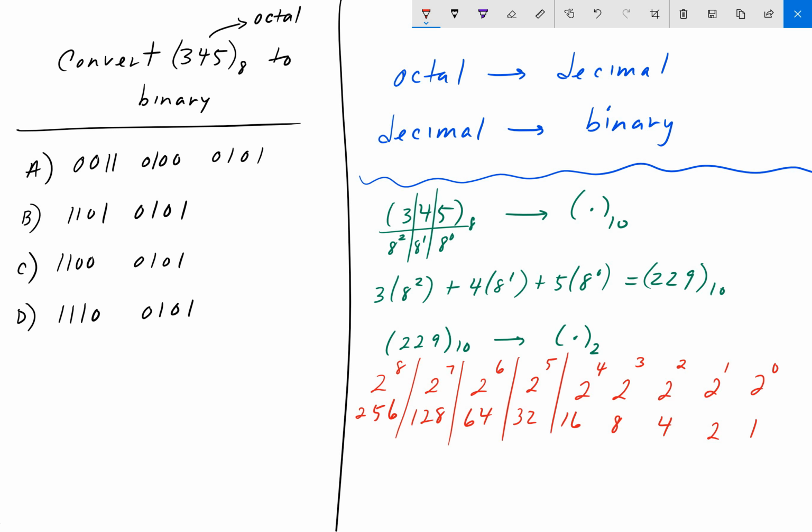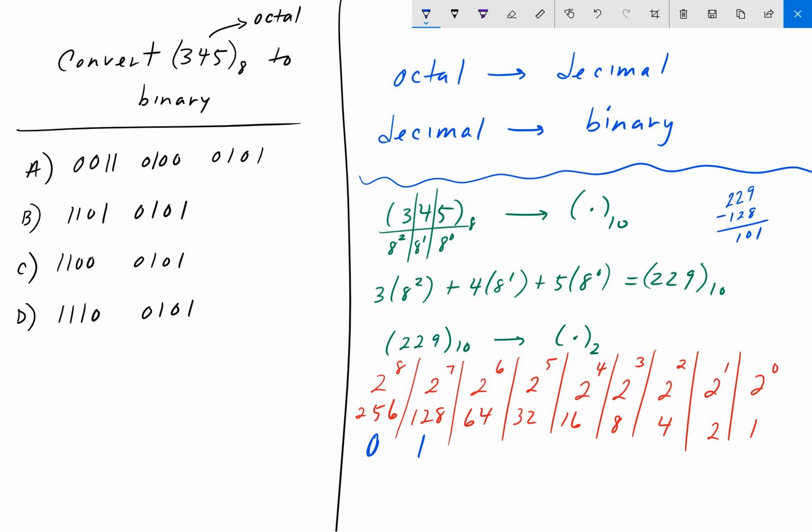And so we can separate these out. Change colors again. Then we're going to take this 229 and see how many times it fits into 256. And it fits in 0 times. And we move on to the next one. So 229, does 128 fit into 229? And yeah, it fits in once, right? And so now we would take 229 and subtract 128 from it. So 229 minus 128 gives us 101.